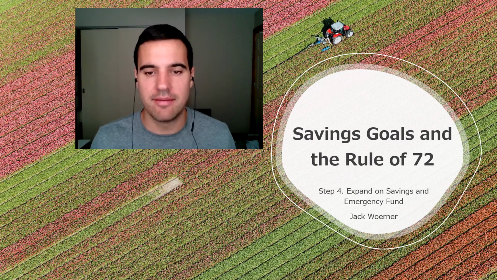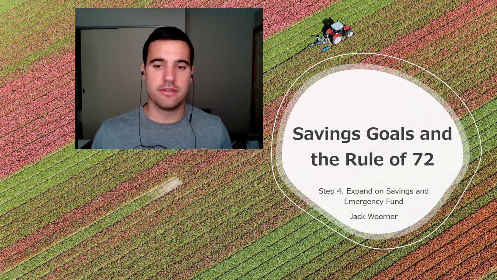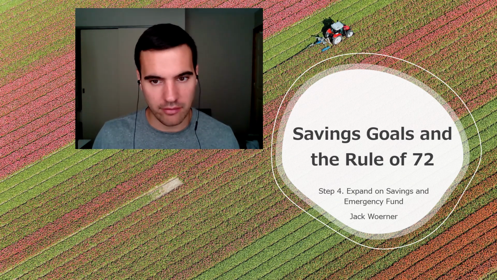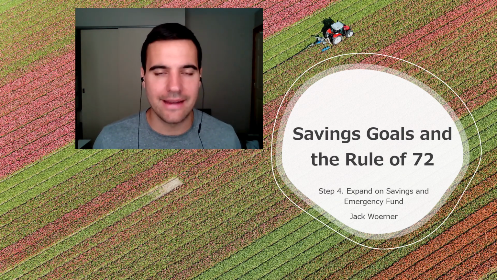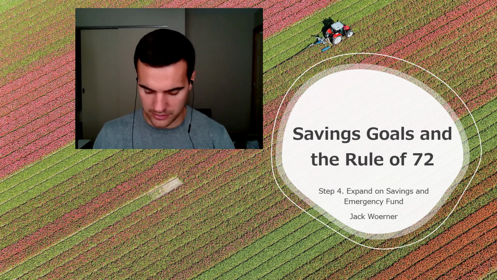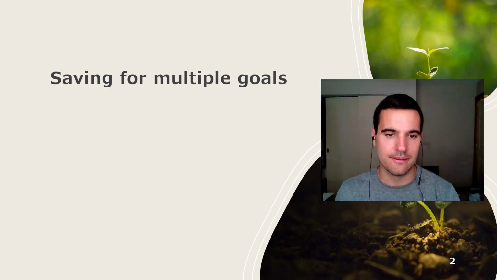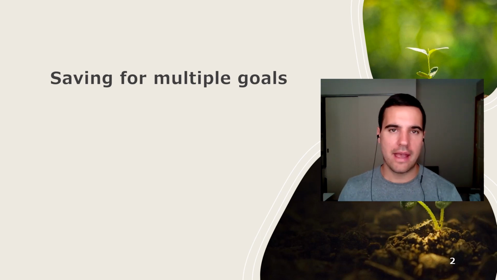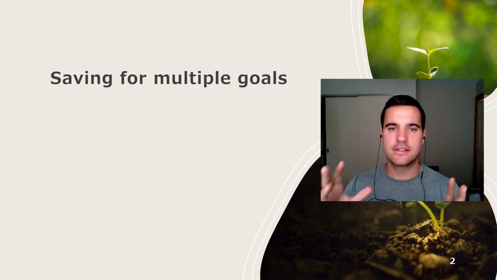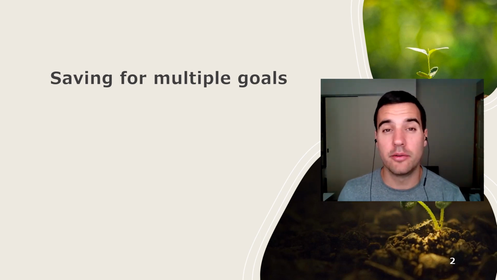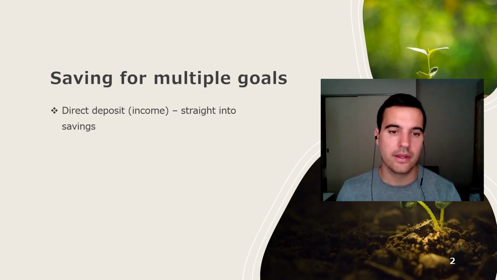The last lesson of step 4, expanding on savings and emergency fund, is expanding on our savings goal. And then a little side lesson of the rule of 72, and an old classic savings compounding tip. So we have our emergency fund set up. Now we can set up our other savings account to build for multiple savings goals.